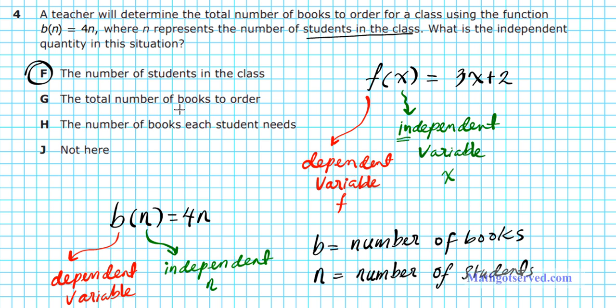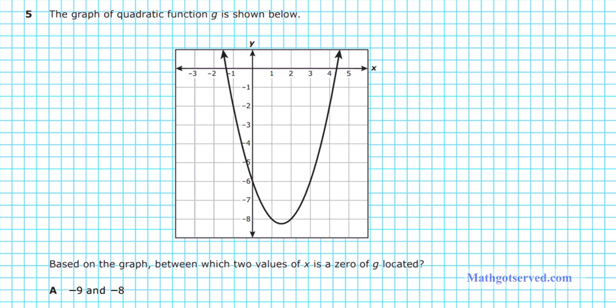Okay, the total number of books to order is dependent on the number of students. You don't just randomly order books, right? Think about it. You order books taking into consideration how many students you have in the class. Okay, all right, so that's that.